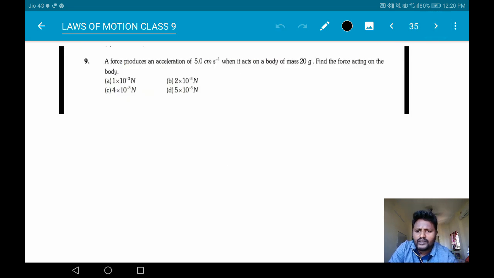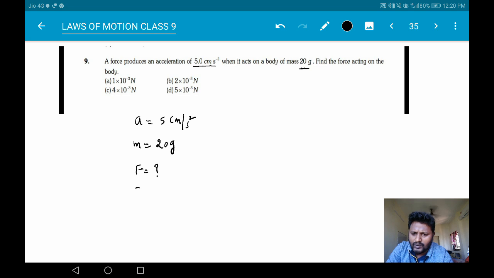Right, next one. A force produces an acceleration of 5 centimeter per second square when it acts on a body of mass 20 gram. Find the force acting on it. So acceleration is given in CGS units, 5 centimeter per second square. Mass is also given in CGS, 20 gram. Therefore what is the force experienced by the body? F equals m into a, so 5 into 20, therefore 100 gram centimeter per second square, or 100 dynes.